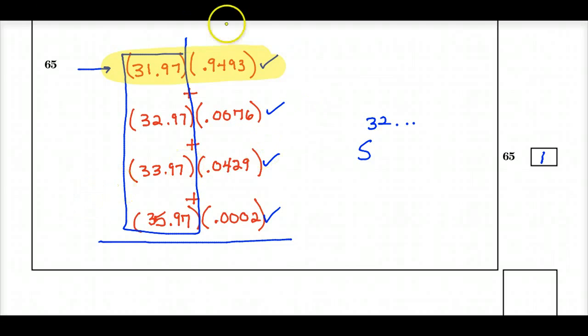Now, if you still don't quite understand this, let's take something a little bit easier. Carbon-12 and carbon-14 are isotopes.